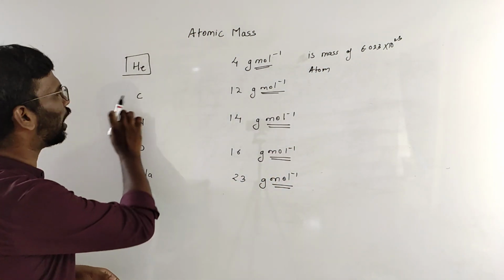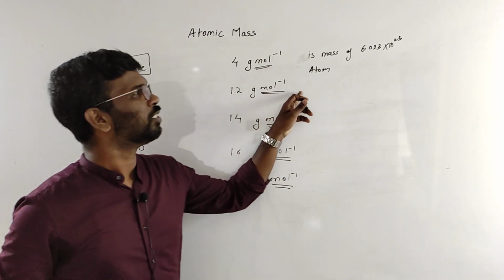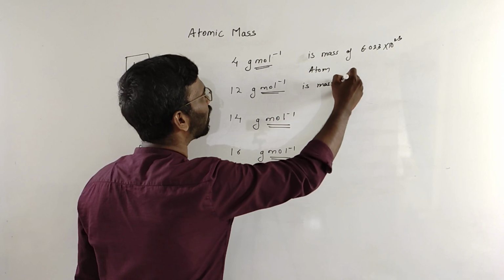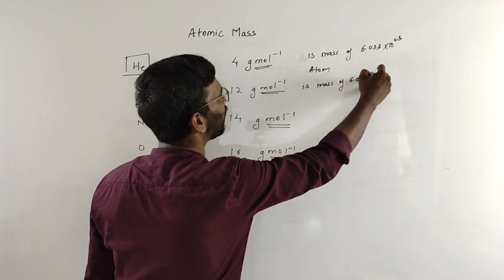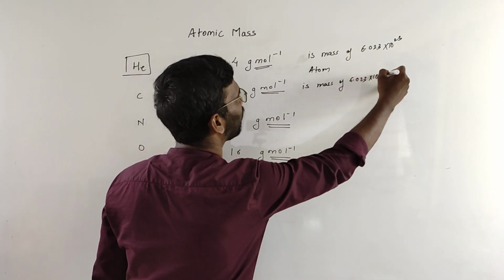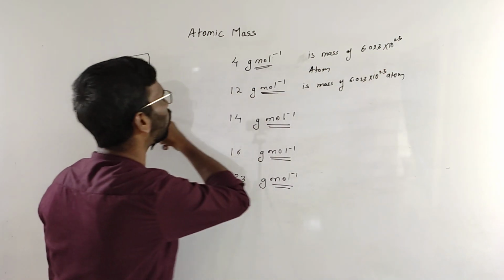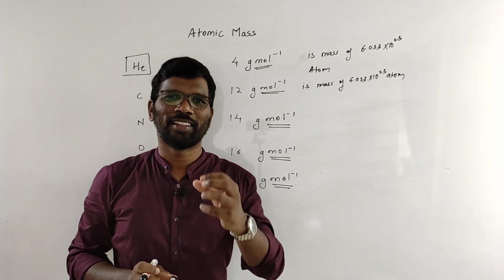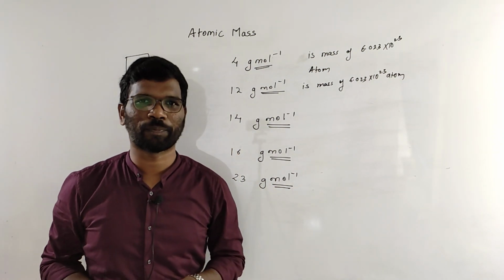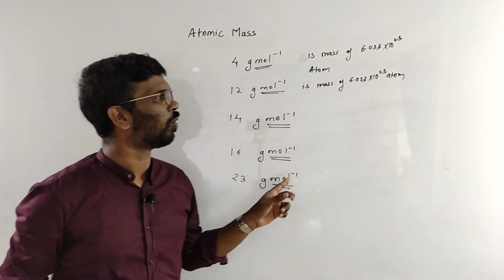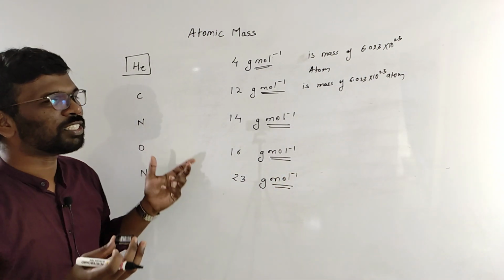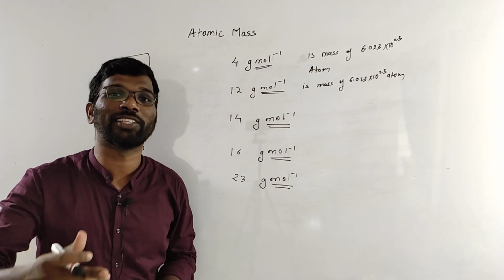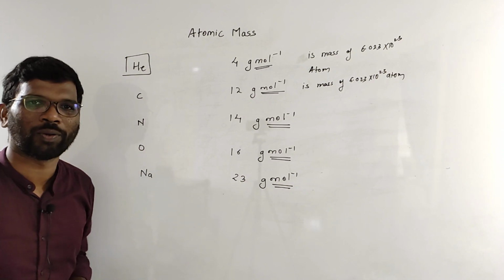Same thing with carbon. 12 gram is the mass of 6.023 into 10 raised to power 23 atoms of carbon. When these many atoms of carbon come together, that time it will weigh 12 gram. What is constant? Whenever we say atomic mass, it is the mass of 6.023 into 10 raised to 23 atoms of that particular element.